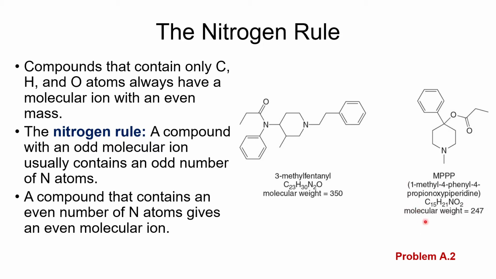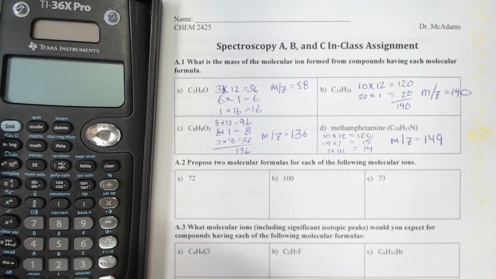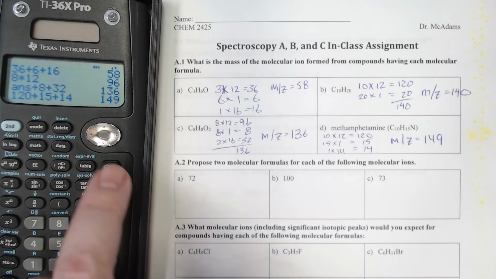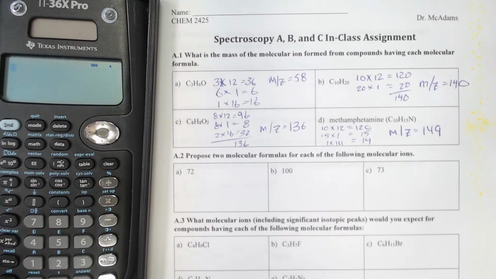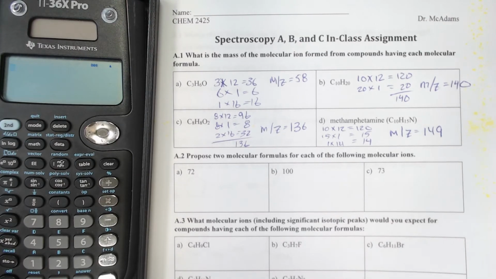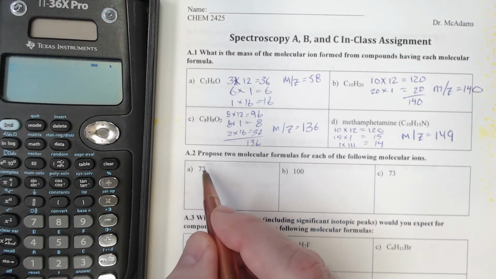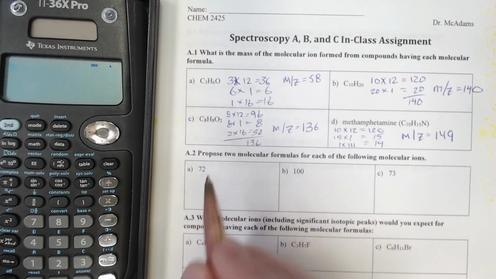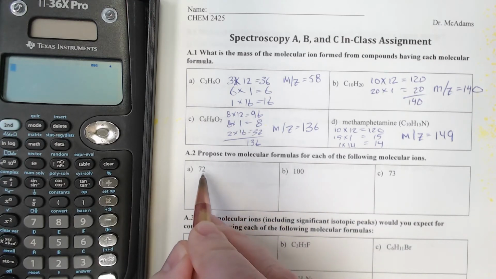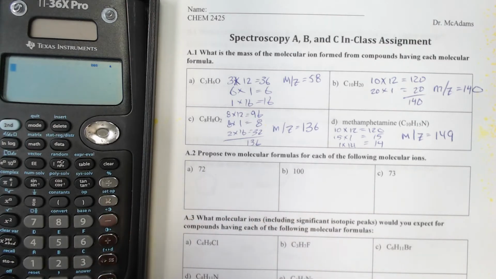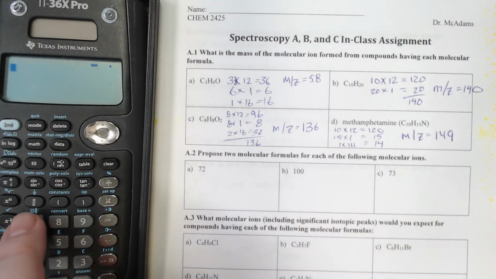So let's look at number 2 on our in-class assignment. Switch back over to our document camera. We want to propose 2 molecular formulas for each of the following molecular ions. There's more than one possibility that can go with each of these. The thing I recommend doing is, if it's an even number, just take that number and divide by 12, which is the mass of carbon, and see what you get.